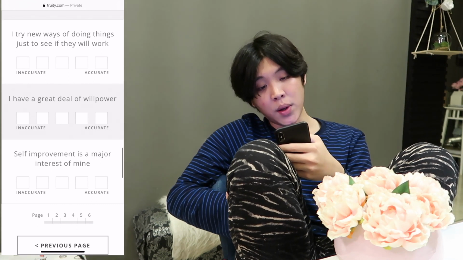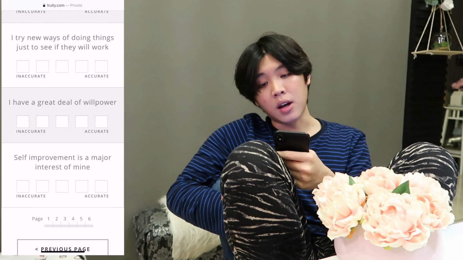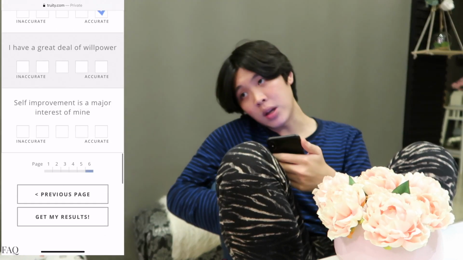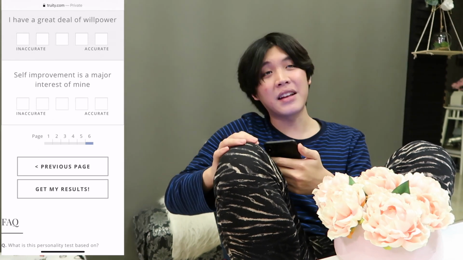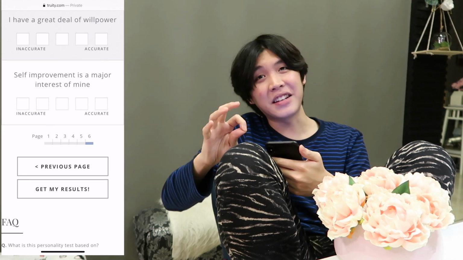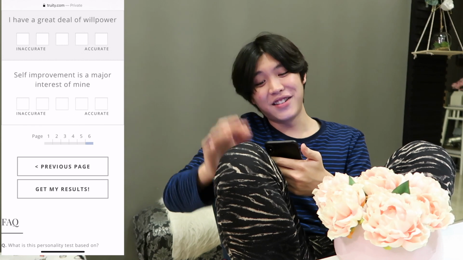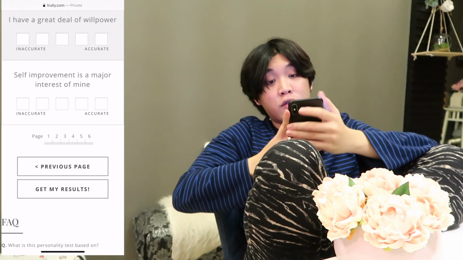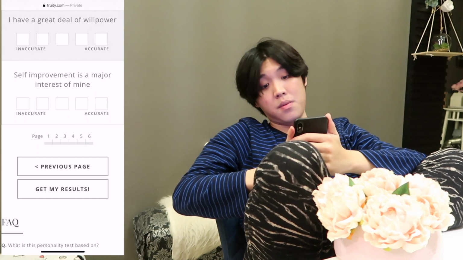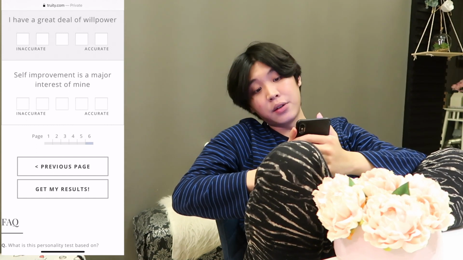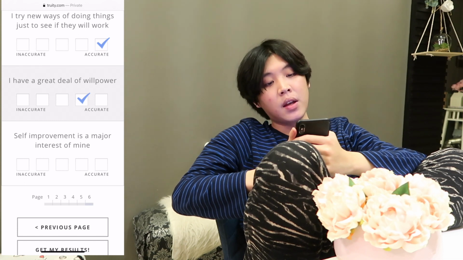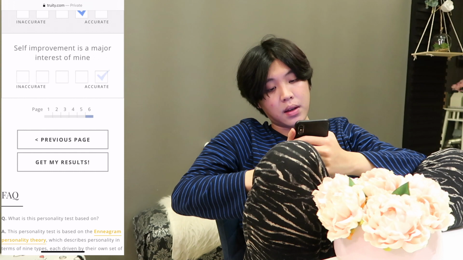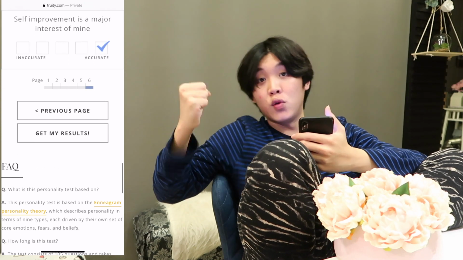I try new ways of doing things just to see if they will work. Yup, 150%. Plan A doesn't work, Plan B doesn't work, and there are all the remaining alphabets for you to try. So your boy can't even remember how many alphabets there are. I have a great deal of willpower. A little bit. Self-improvement is a major interest of mine, 150%. Let's do it!